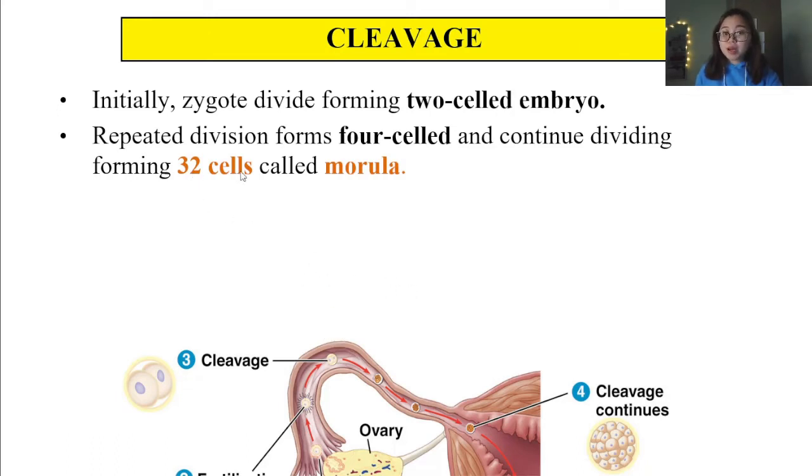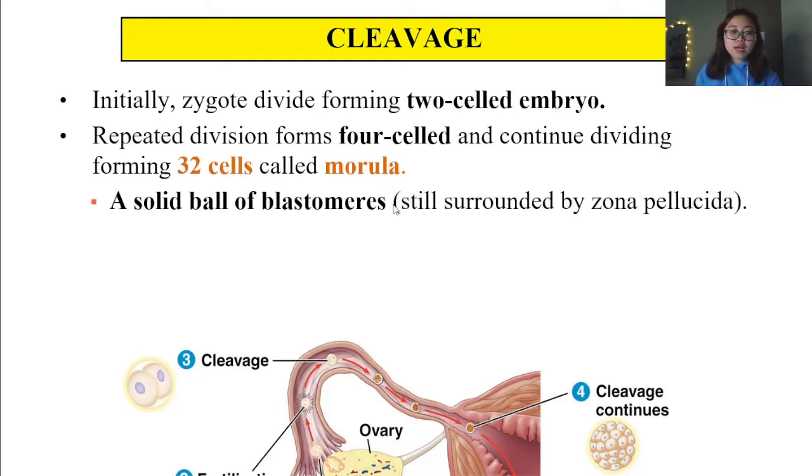Bila dia sampai 32 sel, kita gelar dia sebagai morula. A morula is a solid ball of blastomeres, and this solid ball of blastomeres is still surrounded by the zona pellucida. Ingat zona pellucida yang kita belajar dalam subtopik sebelum ni? Zona pellucida itu masih tidak tertanggal, dia masih melindungi blastomeres.